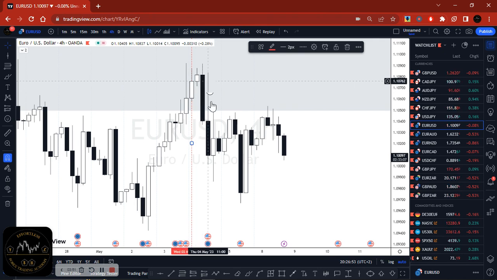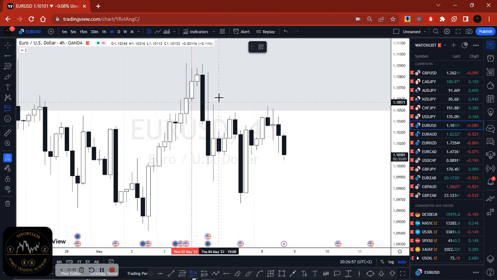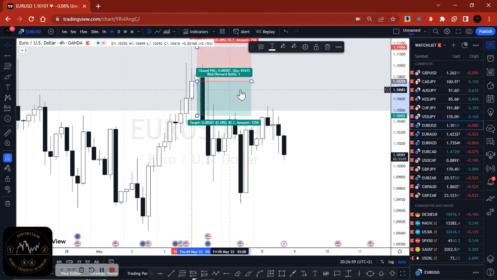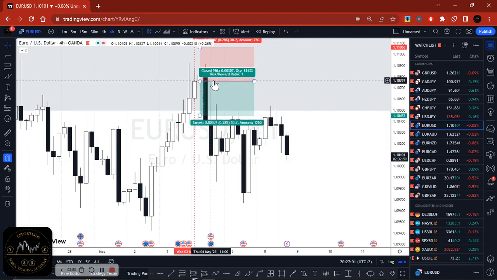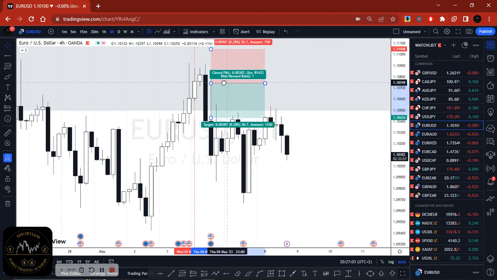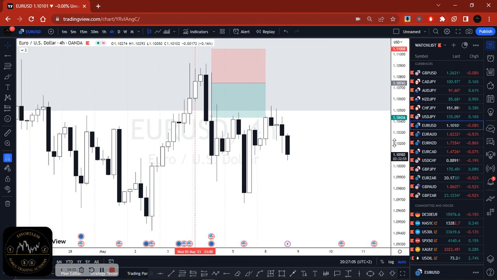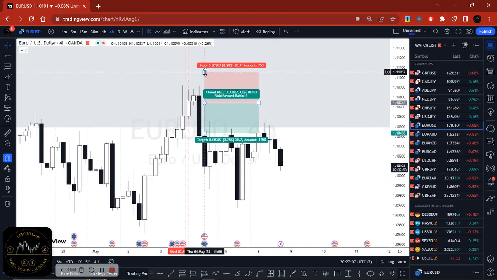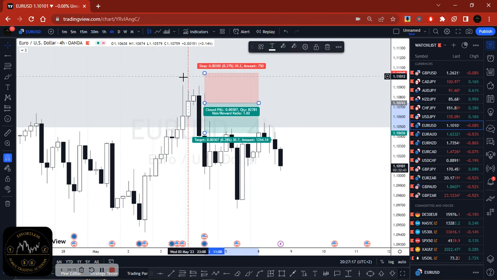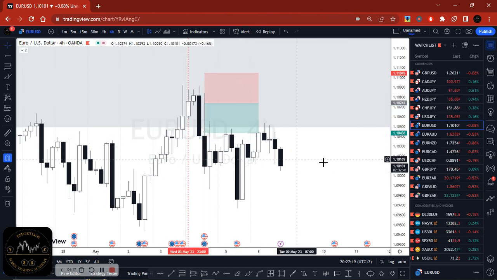So this is my level, and then simple as that, I just have my entry. So exactly here, my sell limit, and then I'd wait for price to get there. My stop loss is usually a minimum of 30 pips, and I'd say maximum 60 pips, right? So 30 pips, 60 pips, depending on where we are from the most recent high. So this would be my entry.